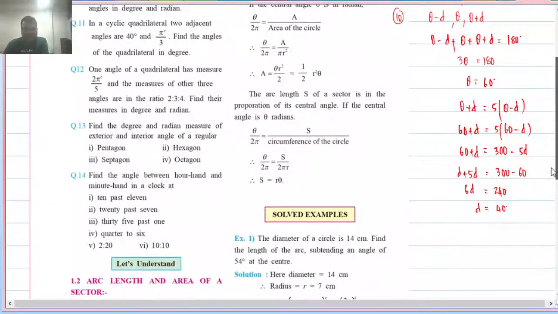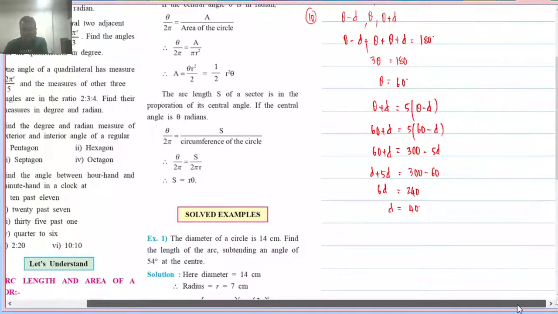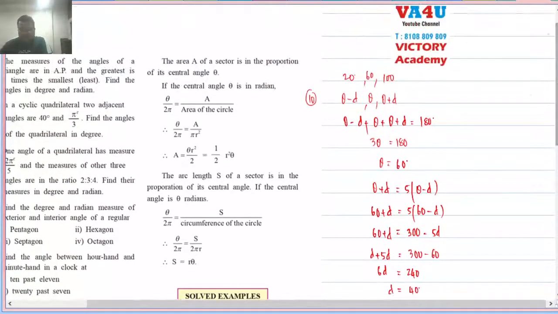Let's look at question number 11. In a cyclic quadrilateral, two adjacent angles are 40 and pi by 3. Find the angles of the quadrilateral in degrees. Very interesting question. What is the property of a cyclic quadrilateral? Opposite angles are supplementary. So if this angle is 40, this angle has to be 140. Why? Because the sum of the opposite angles is 180. And this is pi by 3.